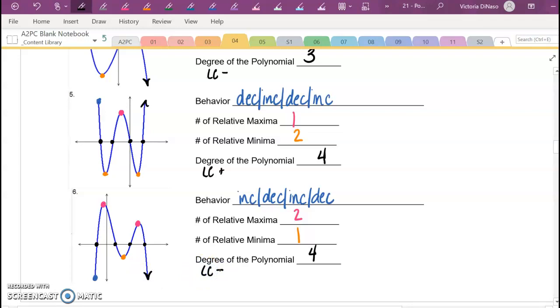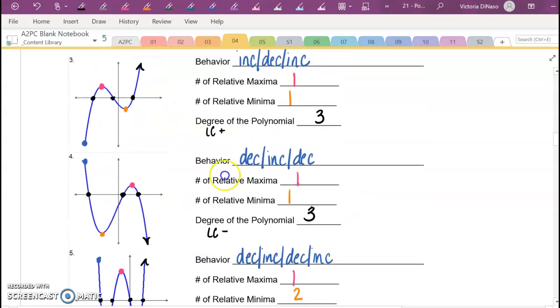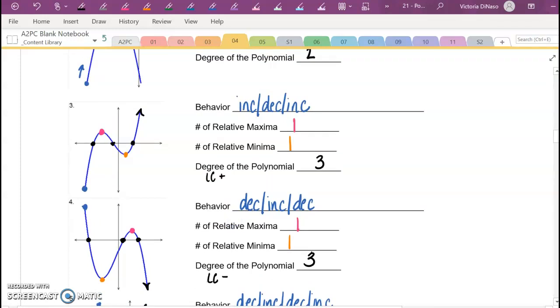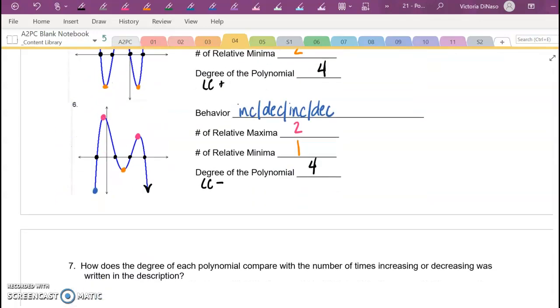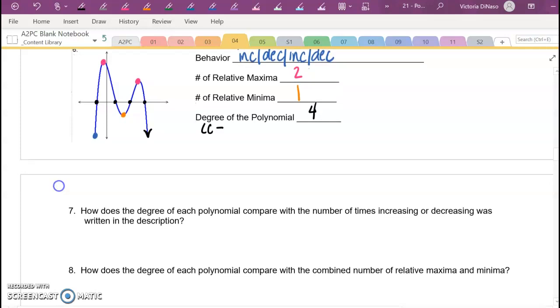Now, take a look at these. Numbers 5 and 6, the degree was 4, and I have 4 behavioral changes. In numbers 3 and 4, my degree was 3, and we had 3 behavioral changes. And then in numbers 1 and 2, my degree was 2, and we only had 2 behavioral changes. So we can say, based on this information, that the relationship between the behavior and the degree is that they're equal.